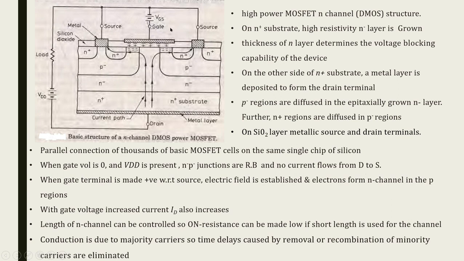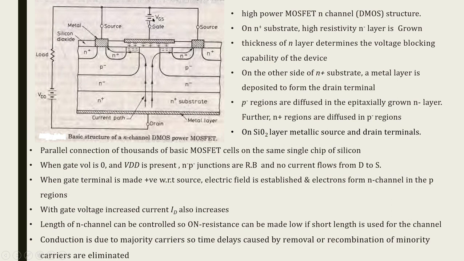So when no gate voltage is applied and VDD is applied, the P minus N minus junction will be reverse biased, so no current will be flowing through this MOSFET. Okay, and when the gate terminal is made positive with respect to source, an electric field is established and electrons form an N channel in the P regions.